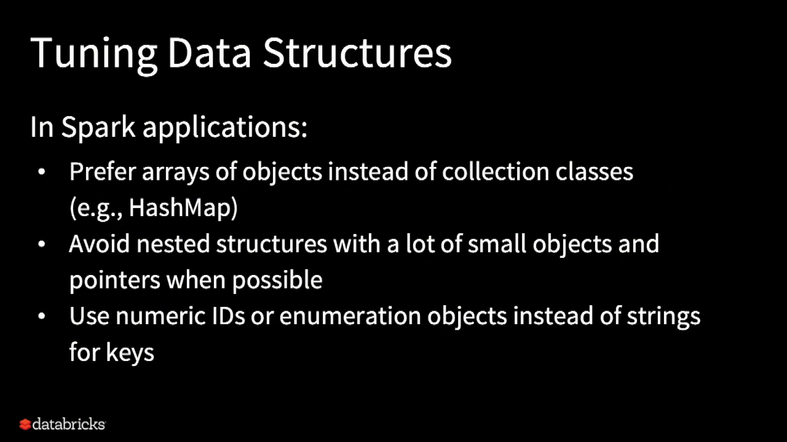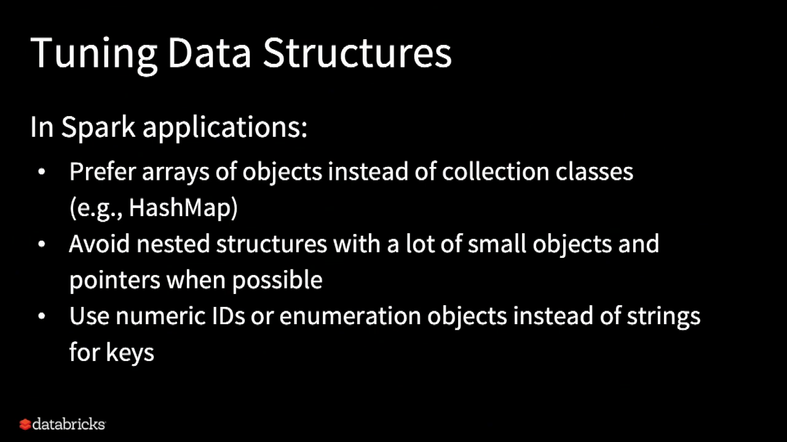This kind of structure is not ideal because each distinct Java object has an object header, which is about 16 bytes and contains information such as a pointer to its class. So for an object with very little data in it, this can be bigger than the data itself.